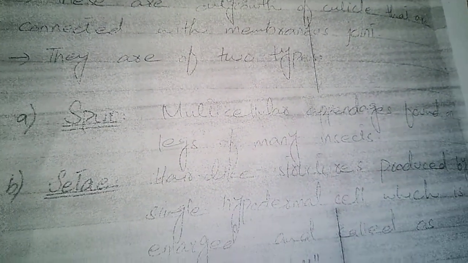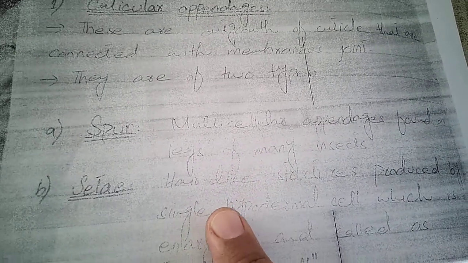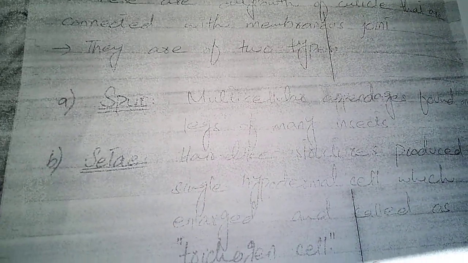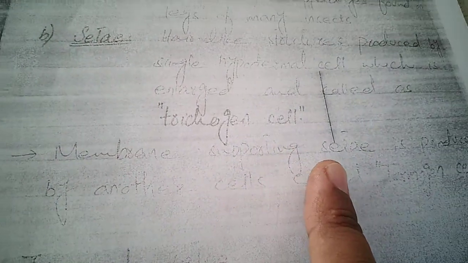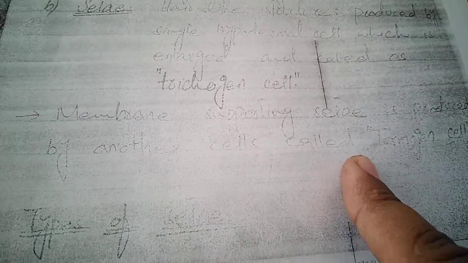Now there are further divisions of cuticular appendages, that are the spur, multicellular appendages, and these are found in the legs of many insects. Setae, hair-like structures, are produced by a single hypodermal cell, which enlarges and is called the trichogen cell. It was previously seen in the diagram. Next, the membrane supporting the seta is produced by another cell called the tormogen cell.